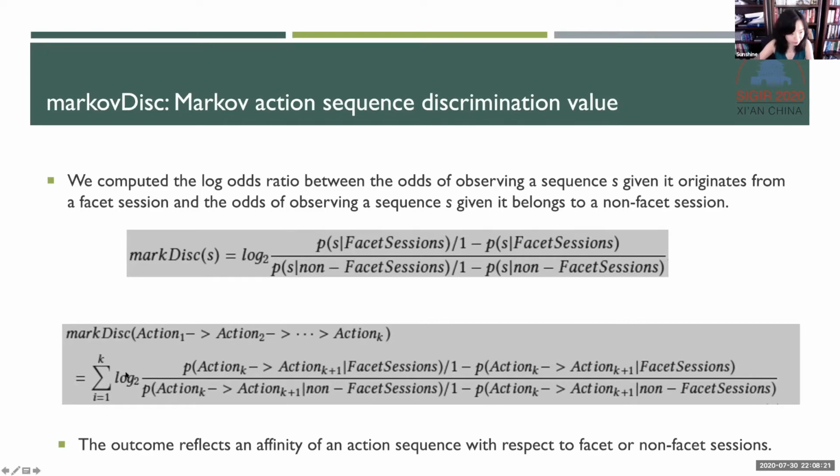So if you look at the lower equation, there is a long sequence: action 1, action 2, until action K, and then we segment each component. We actually make a lot of segments. We focus on this first order Markov chain and make it a series of 2-action sequences. Then we check this log odds ratio, and later we add them together as the final Markov Disk. So the outcome reflects the affinity of an action sequence with respect to facet or non-facet sessions.